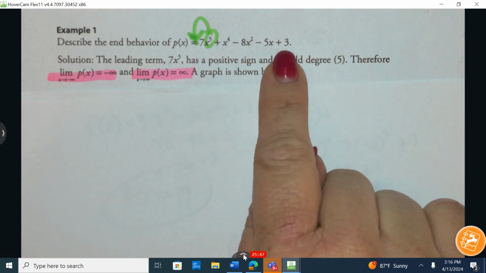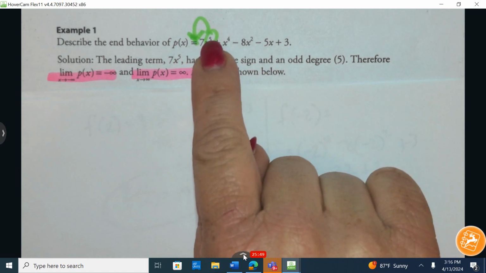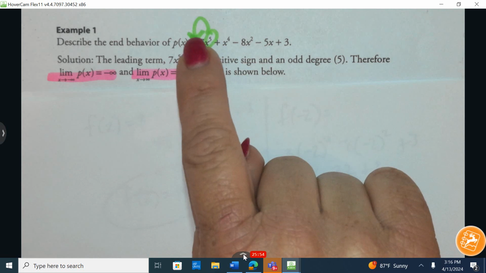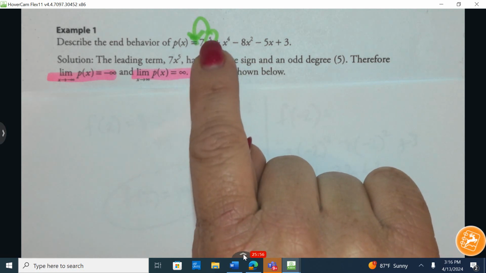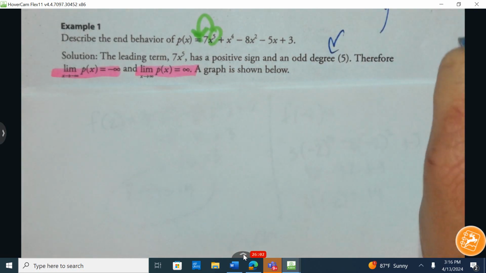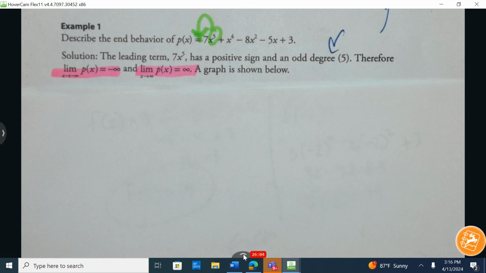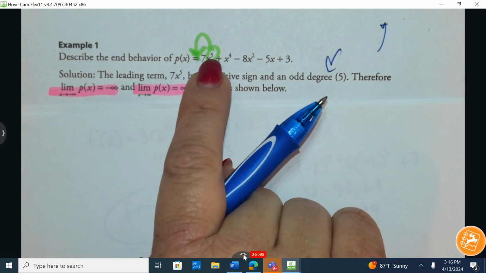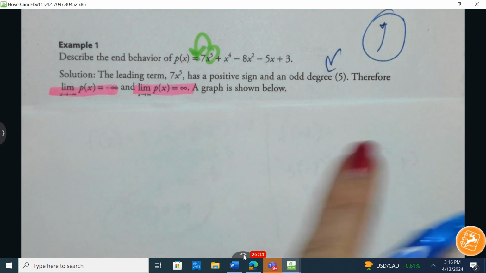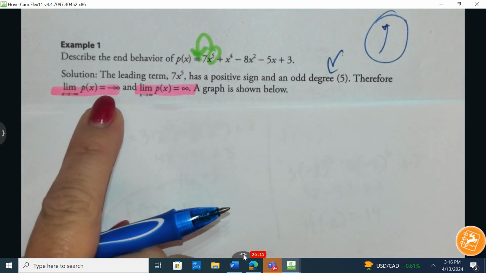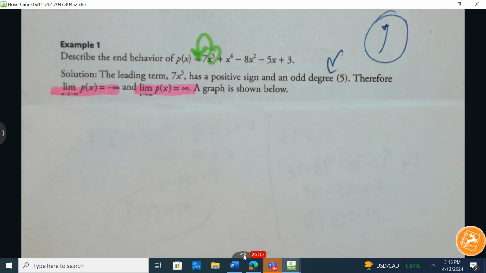So first, it's already in standard form, wonderful. So we can easily identify that we have, in this case, odd, positive. So always ask yourself, what is the exponent, or the degree? Odd, positive. So odd means they're going in different directions, so it's either up on the right and down on the left, or vice versa. But whenever it's a positive, regardless if it's even or odd, it's always up on the right. So how do we write that? As I go to the left, I'm going down. As I go to the right, I'm going up.